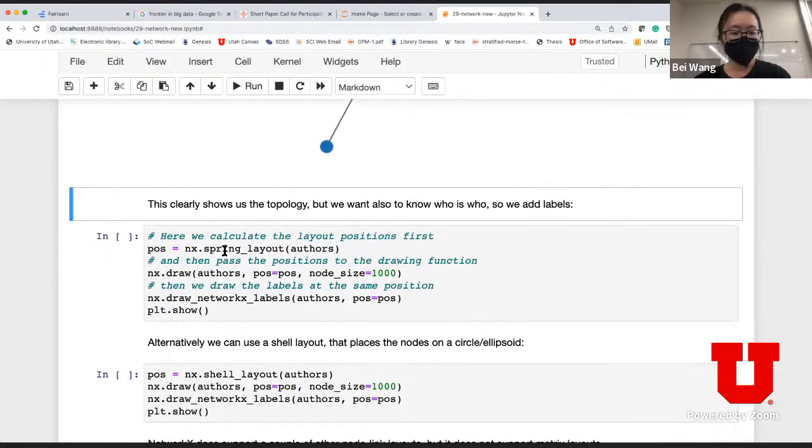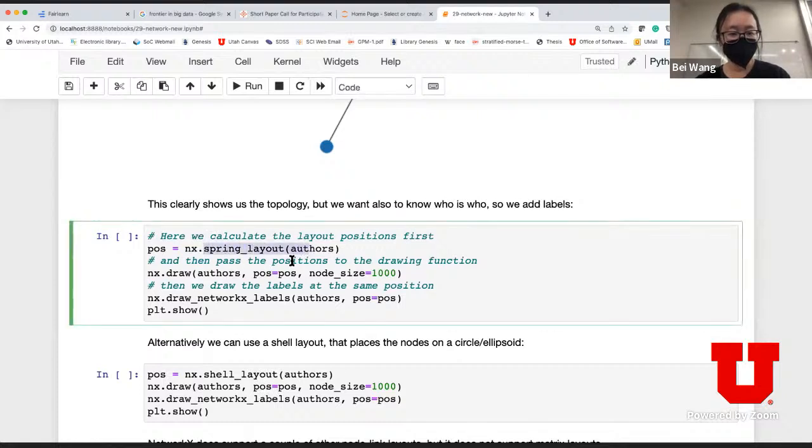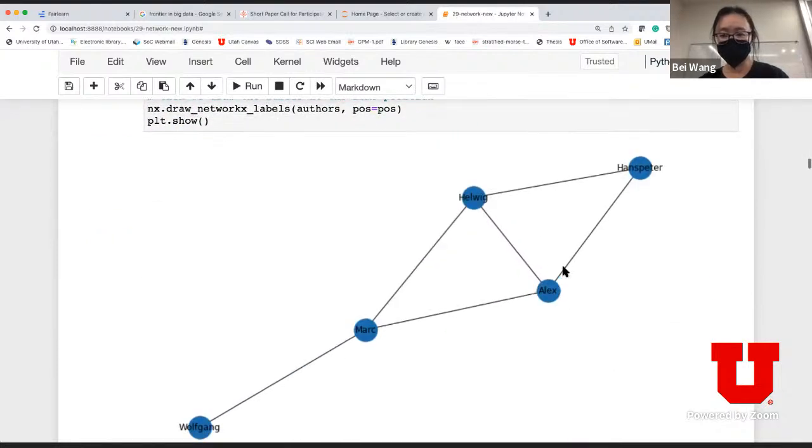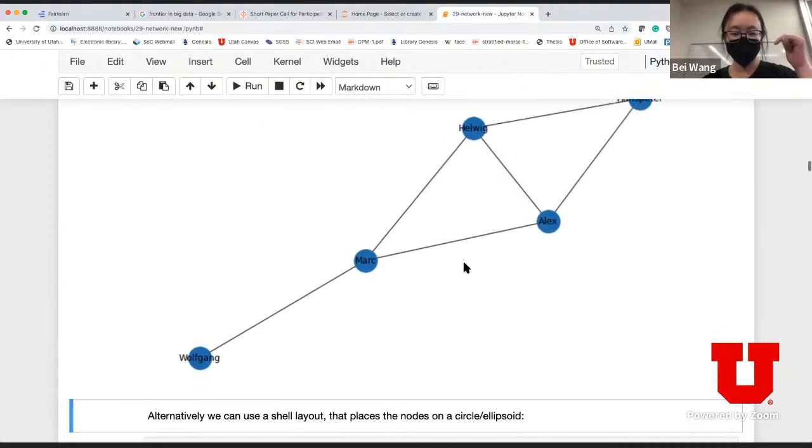So in this case, we first compute the layout, and then I'm going to specify the size of the node. And then we're going to draw a network with labels, where the label comes from the graph itself. Now if I do that, you can see that I have visualized this network with author names attached to each of the nodes.